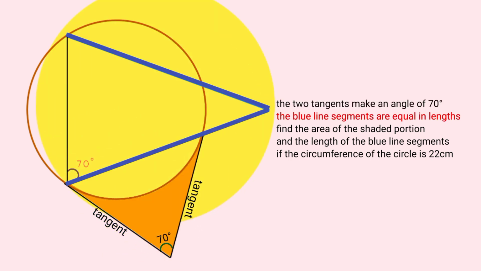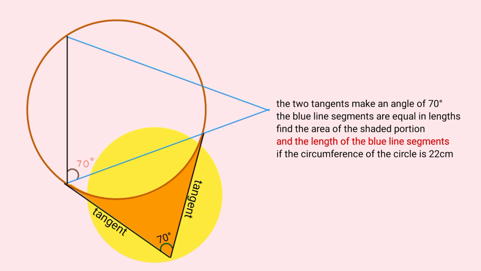Here, these blue line segments are equal in length. Find the surface area of the shaded portion, which is this here, and the length of these blue colored lines, provided that the circumference of the circle is 22 centimeters. So how can we solve this?